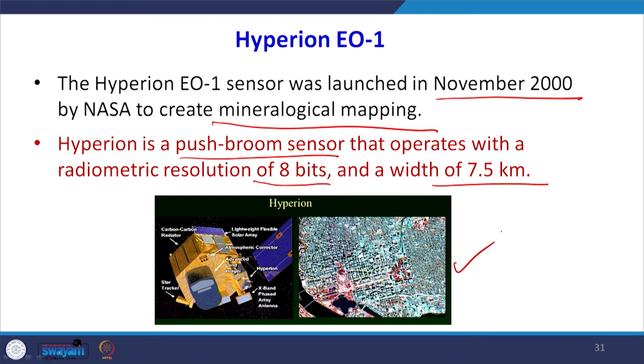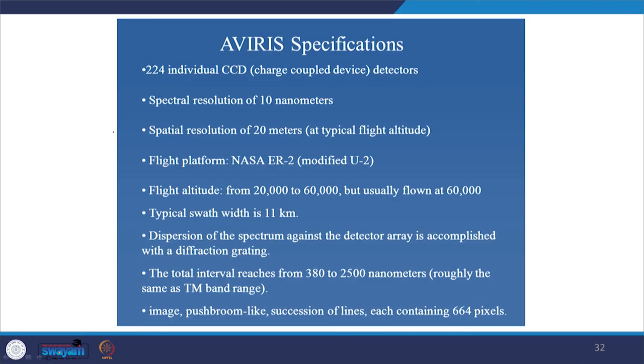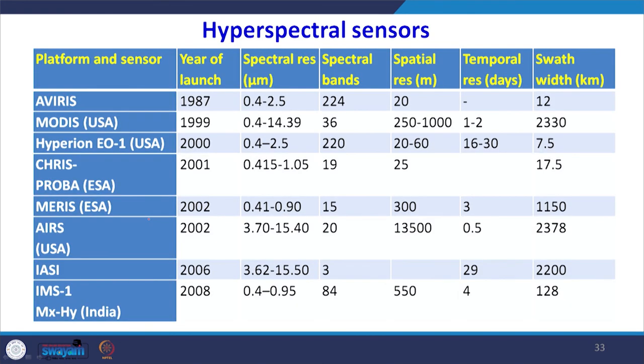The Hyperion image is shown on the right side. Then there is Everest data, which was also Hyperion data, available to us at a spatial resolution of 20 meters, and the swath width was 11 kilometers by 11 kilometers. There were several wavelength ranges in which the data was available to us. So Everest data has also been used for a large number of applications.